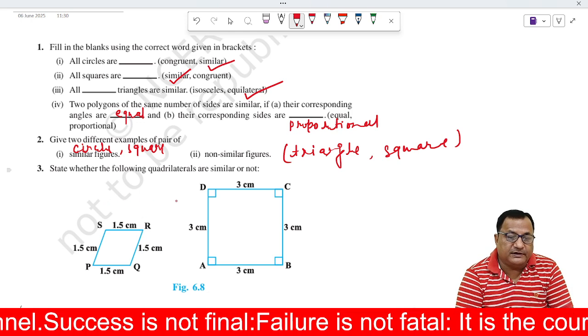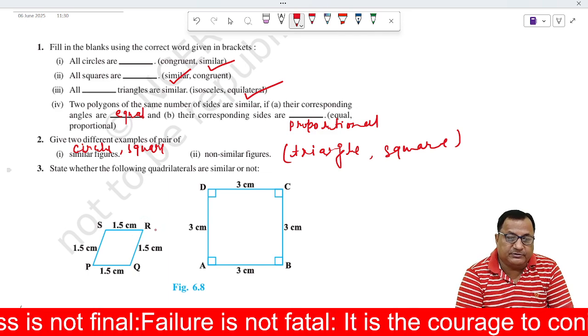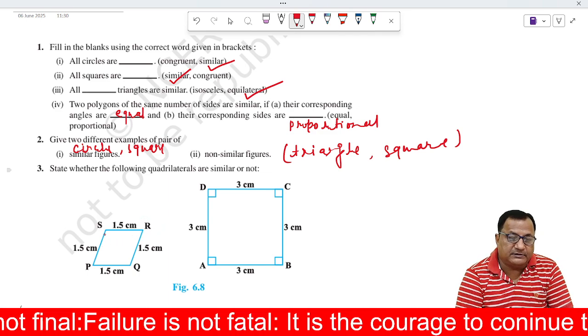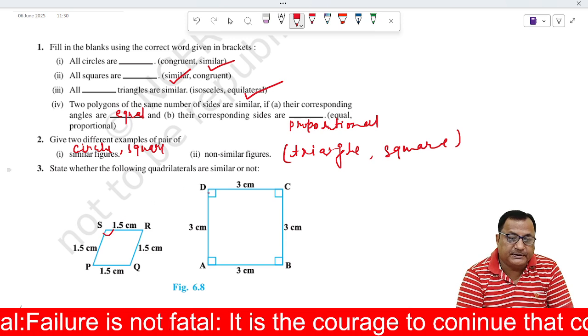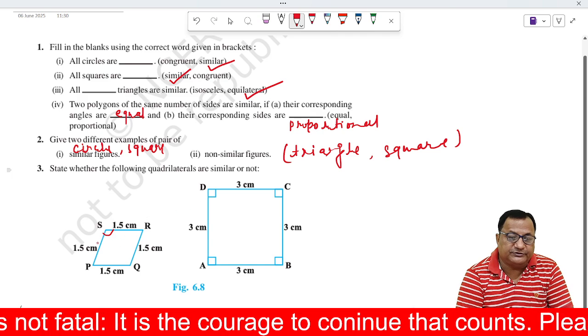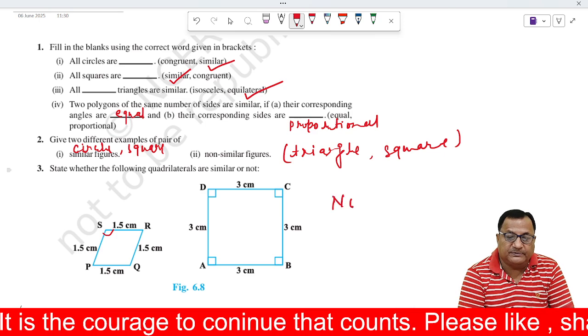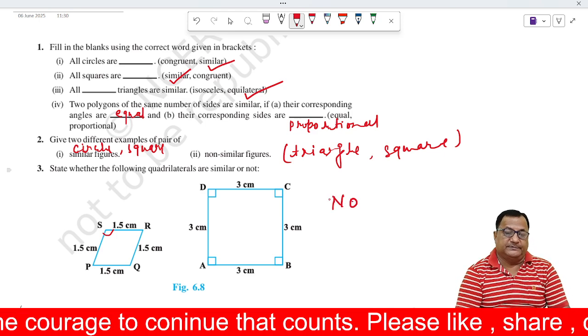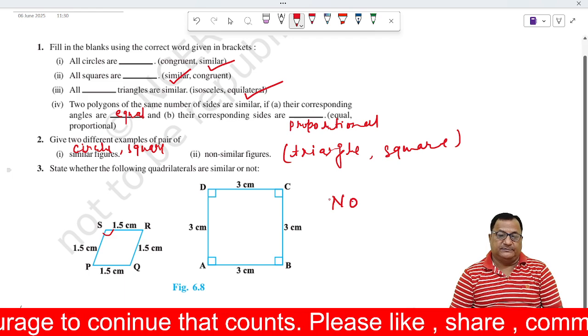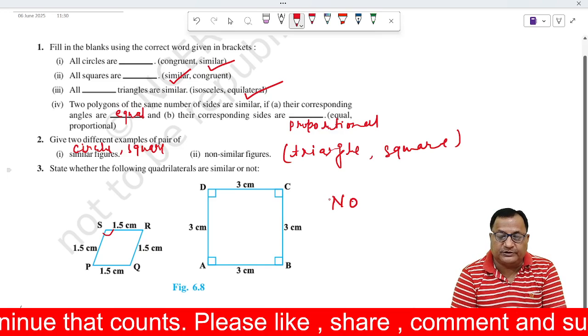State whether the following quadrilaterals are similar or not. Not similar, because the angles are not the same. This is 90 degrees and this is more than 90 degrees. So this figure will not be similar to this quadrilateral. I hope you have understood this solution.